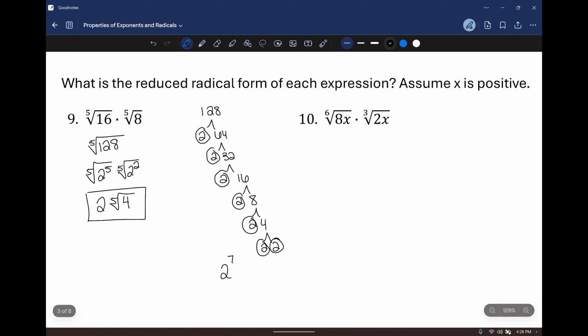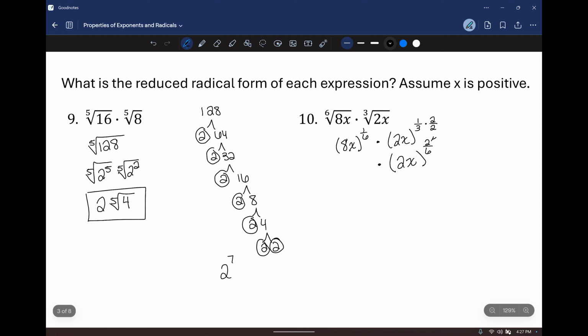Now, I see on number 10, I do not have the same root. I have a 6th root and I have a cube root. So I need them to be the same root. So we're going to manipulate them a little bit. So I'm going to think of this as 8x to the 1/6 times 2x to the 1/3. Now, I need a common denominator so that I can put these roots together. I see that I have a 6 and a 3, so I can get a 6 over here if I multiply by 2 over 2. I'm going to leave this left part hanging until I get done with this right side. So that would give me 2/6.